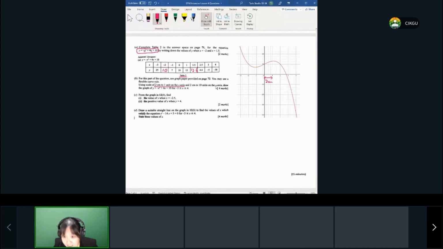Then for the y-axis right here, 2 centimeter is 10 units. So you need to measure again. From here to here, you measure 2 centimeter. This has to be equivalent to 10 units. So I put here 10, then the next one, 20. Then go down, -10, -20, -30, and so on. Once you get the axes out, I just realized that there's no labeling here. We should always label our x and y.